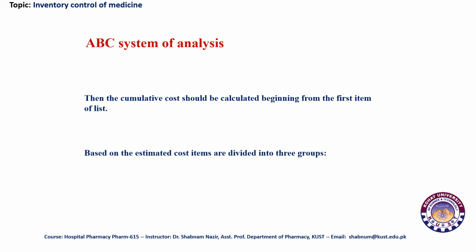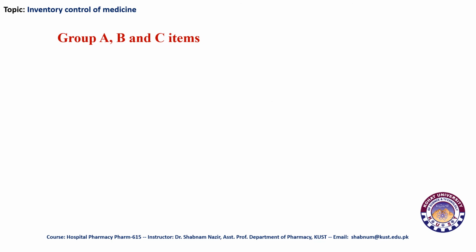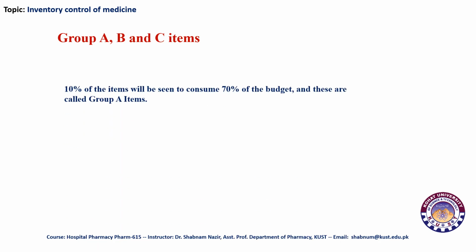Now, based on the estimated cost, items are divided into three groups. So these groups are Group A, B, and C. Now, when you look at Group A, it's very interesting. First of all, let's assume that all the drugs or the medications or the medicines, you just take them 100%. All the items are 100%. Now, 10% of the items, according to this list, will be seen to consume 70% of the budget.